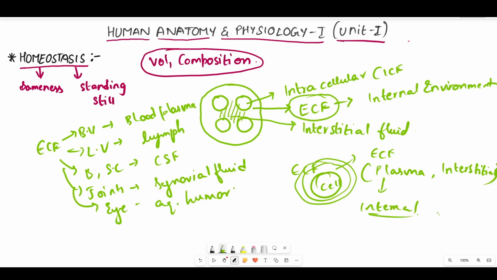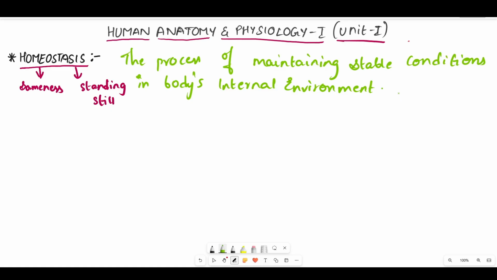Why am I repeating this internal environment so many times? Because the definition is based on the internal environment only. Now let us write the definition. Simply, it can be defined as the process of maintaining stable conditions in the body's internal environment. Homeostasis is a process which is continuously disturbed in our body. It is always disrupted by the internal environment or the external environment.